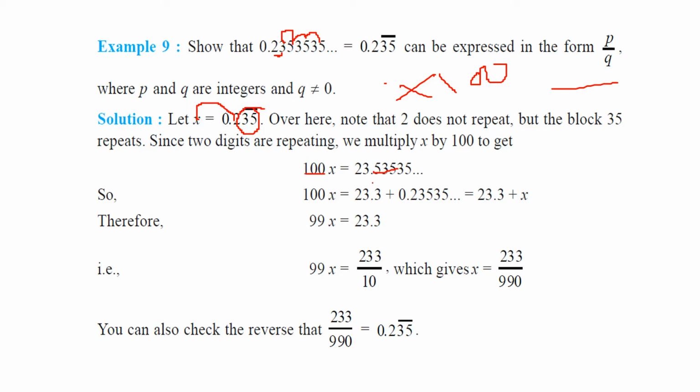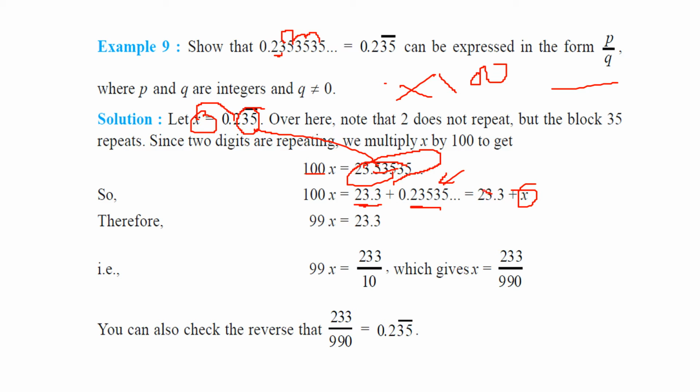You get 23.53535. Either you multiply this with this, you get this, or you can say that 23.53535 is equal to 23.3 and 0.23535. I required this because I need x. So this is 23.3 plus x.